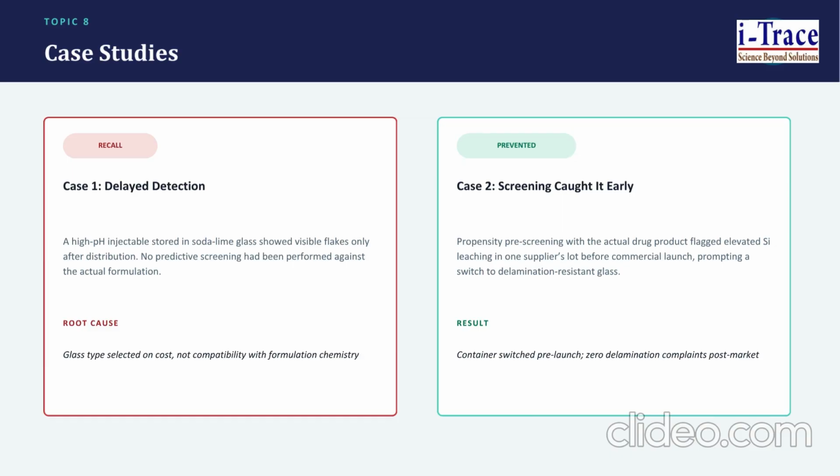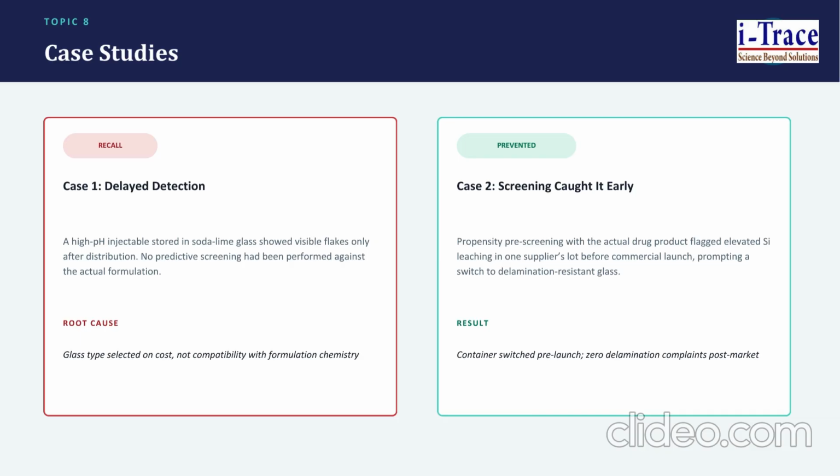Let me bring this to life with 2 contrasting stories. Case 1, a high-pH injectable product was stored in soda-lime glass and visible flakes weren't detected until after the product had already been distributed. No predictive screening had been performed against the actual formulation before launch. The root cause, when the investigation was complete, was almost embarrassingly simple. The glass type had been selected based on cost, not chemical compatibility with the formulation.